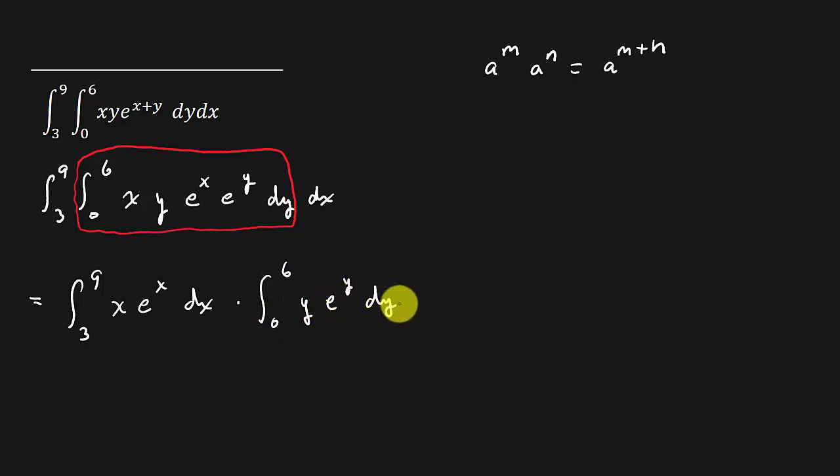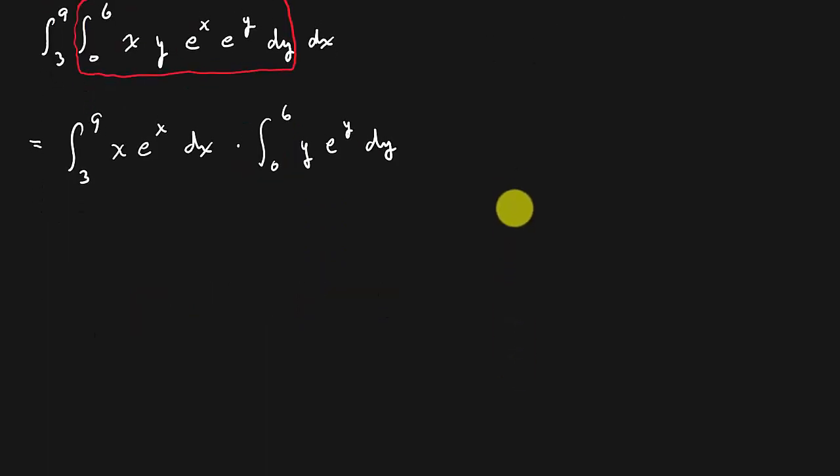y dy. So we can split it up like that because we can get the x terms together, we can get the y terms together, and they're multiplied, so we can multiply those two integrals together. So now all we're going to do is take each integral, integrate it, and then multiply the results together.